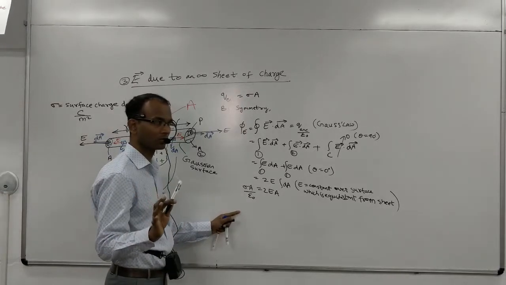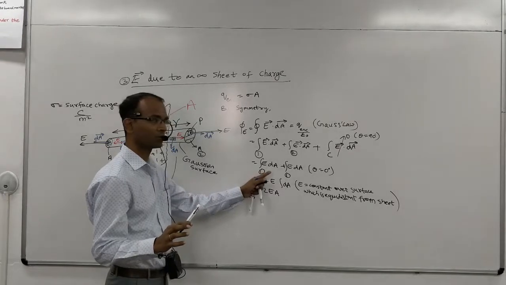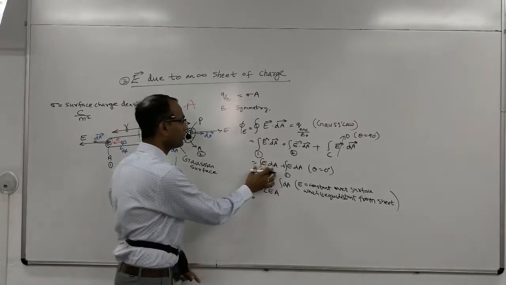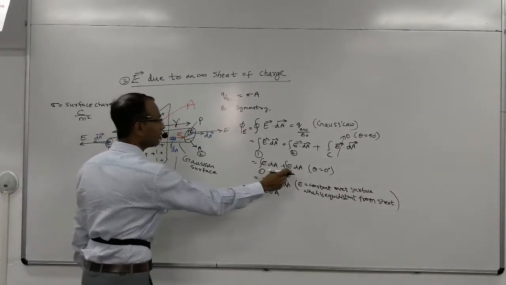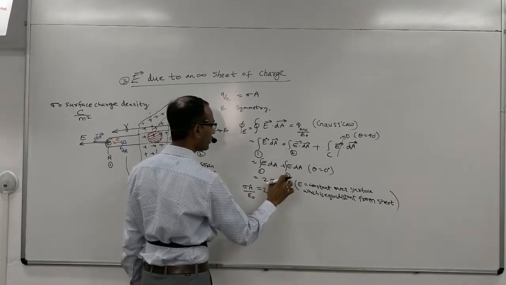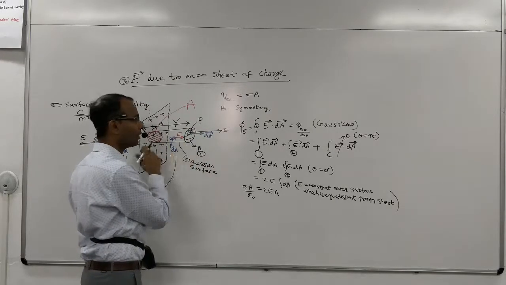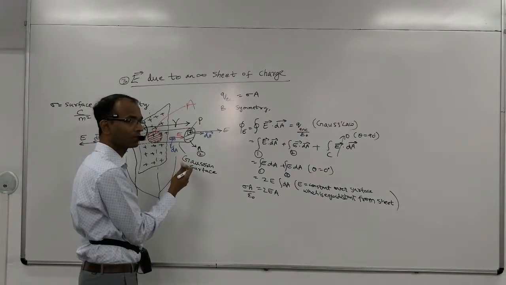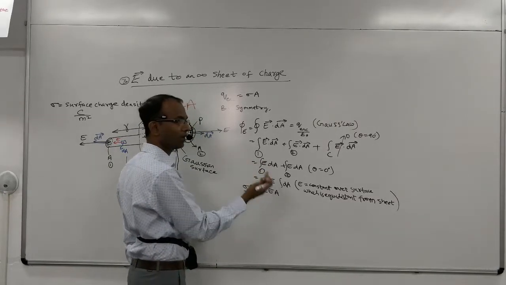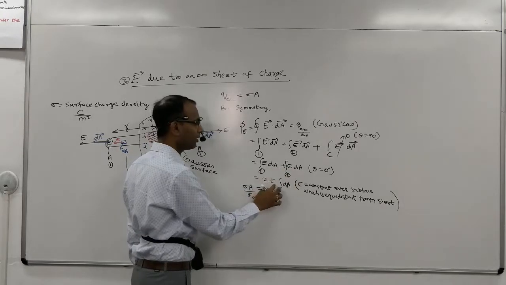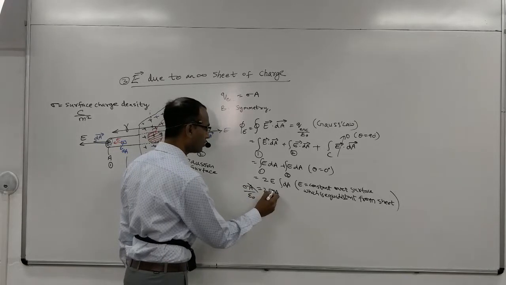Clear? This E dA is over this surface, the end surface. This E dA is over this other surface. Both are identical surfaces, of the same area. So integral of E dA will become E into integral of dA, it will become E into A. So EA plus EA is 2EA. Clear? So now A will cancel out.